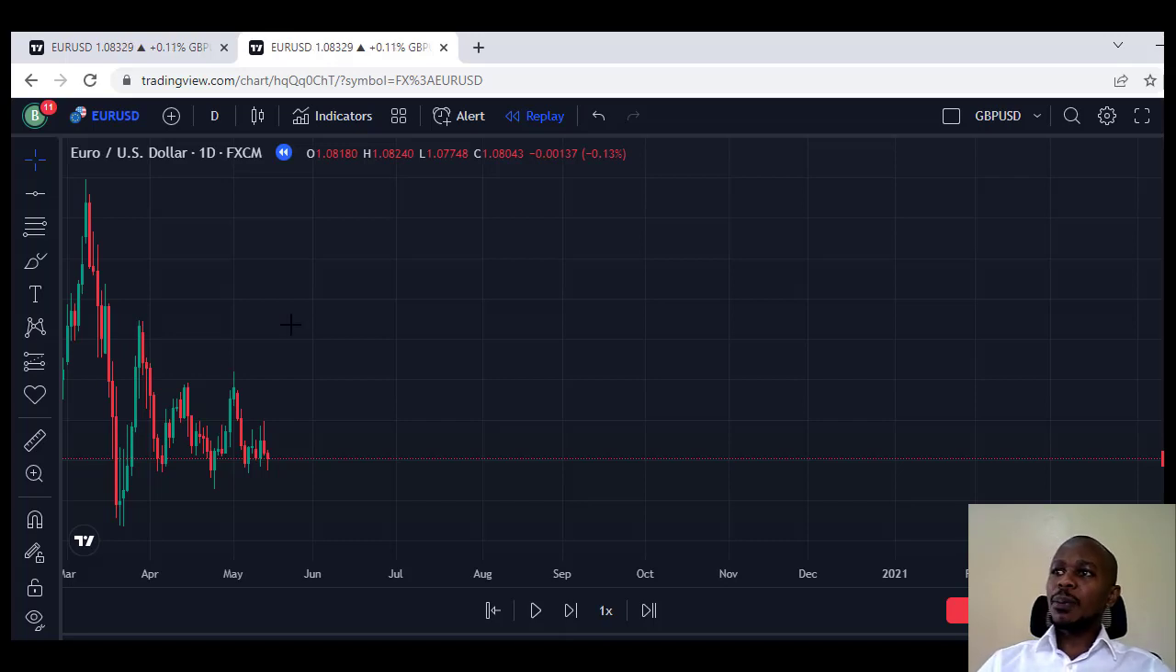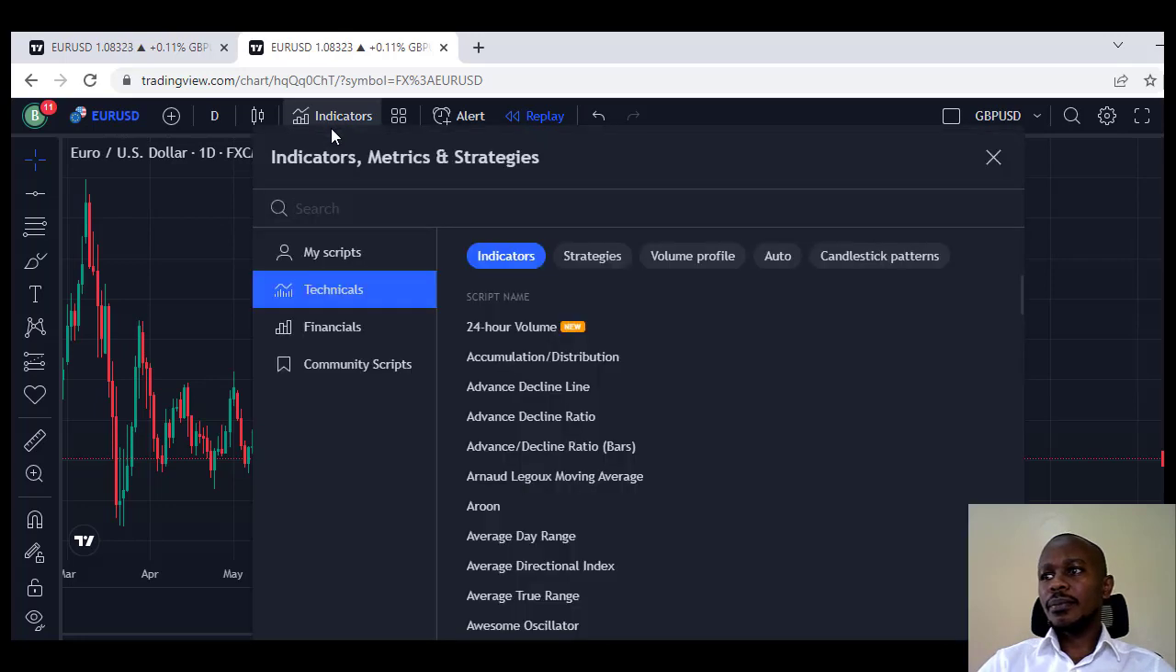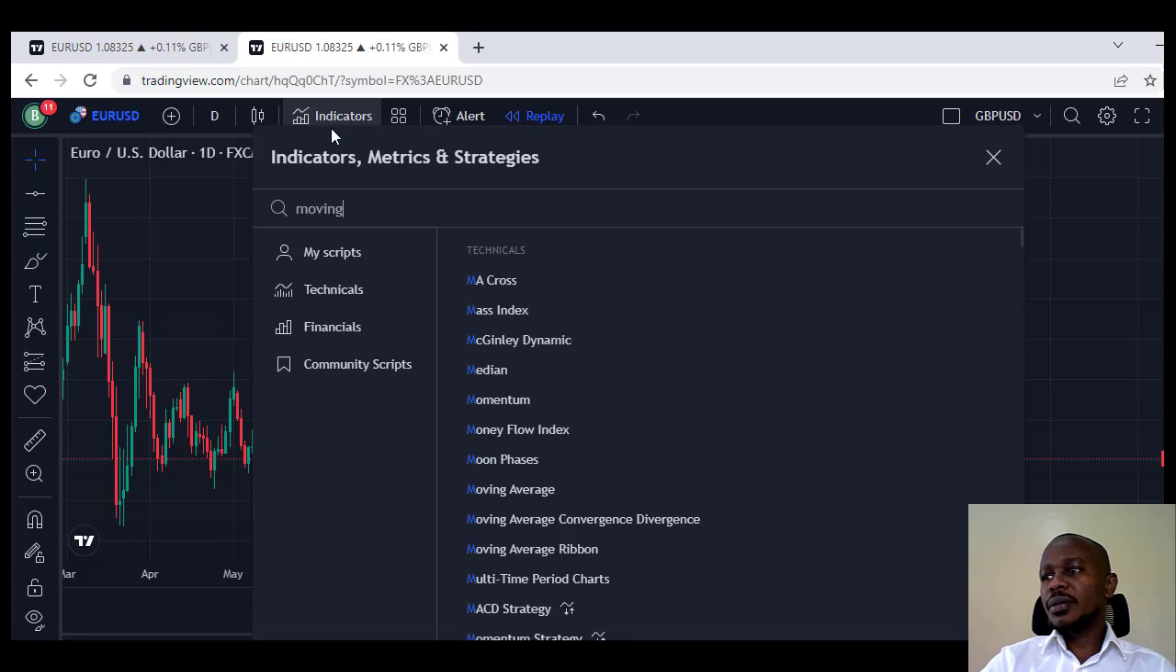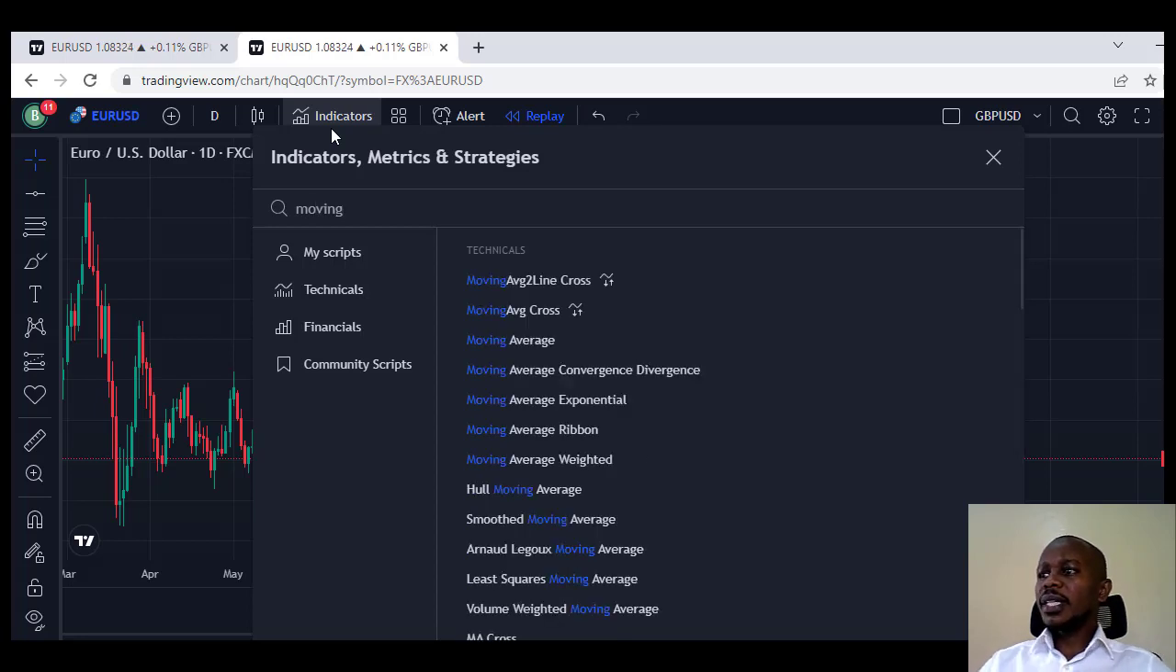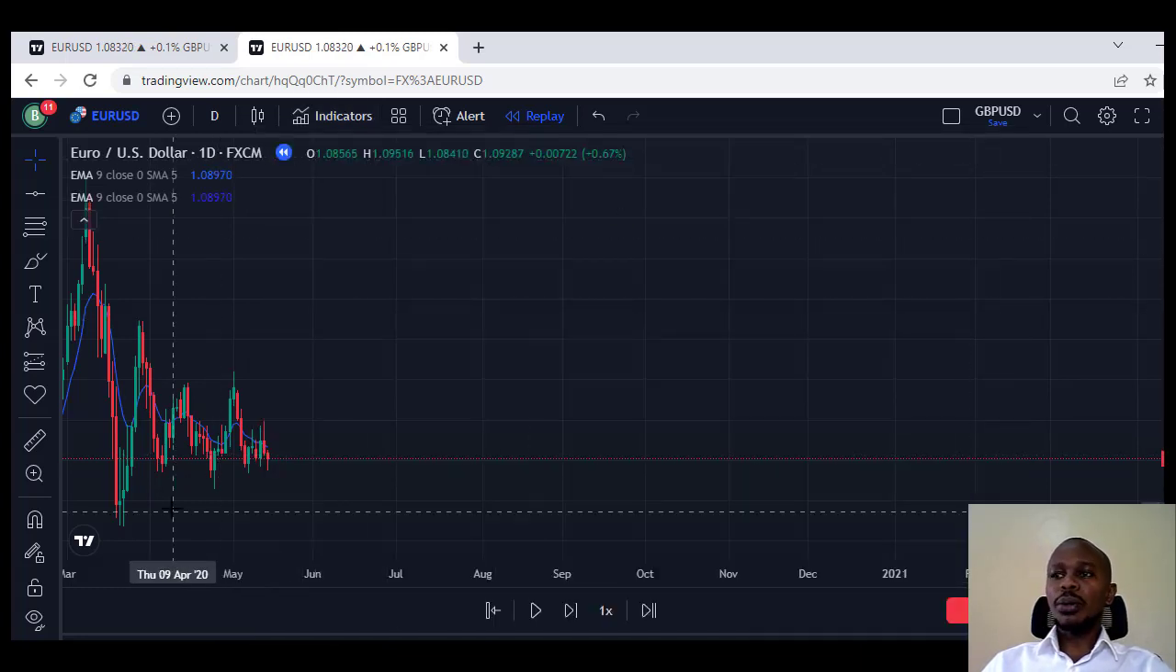So once you access that page, as you can see here, you go to the indicators. Under the indicators, just type moving average. Then it will give you the options, and you can select moving average exponential. So I select once. You can see it has appeared on the screen at the top there. Then I select twice because we need two indicators for the 20 and the 50 EMA. So I select another one. Then you can exit that search option.